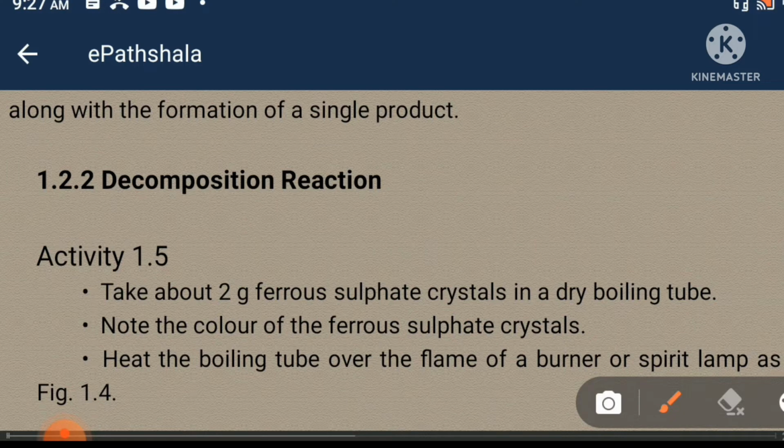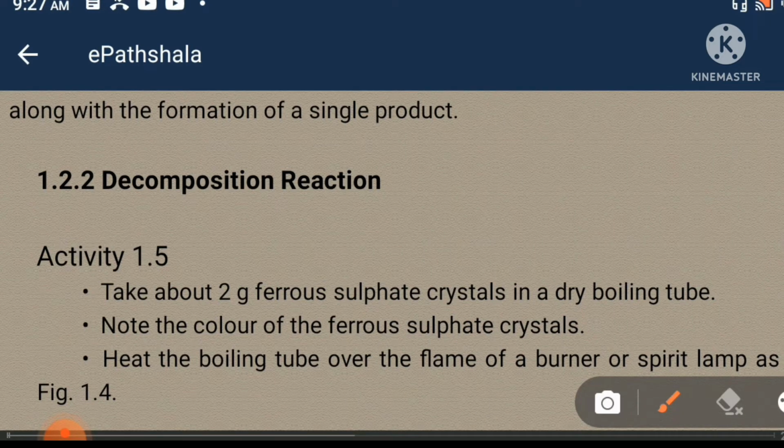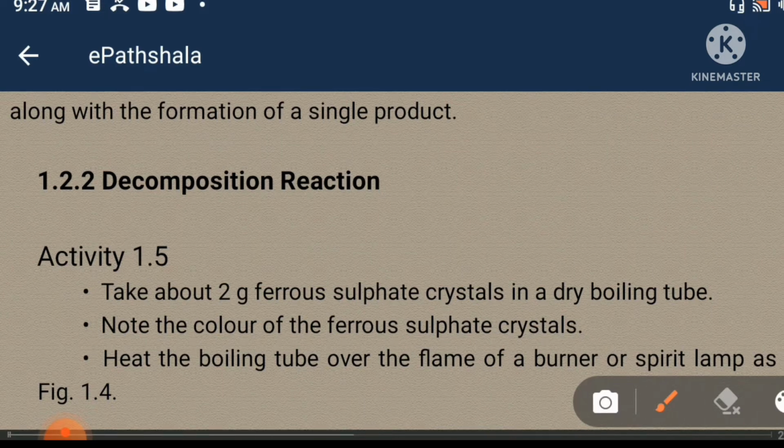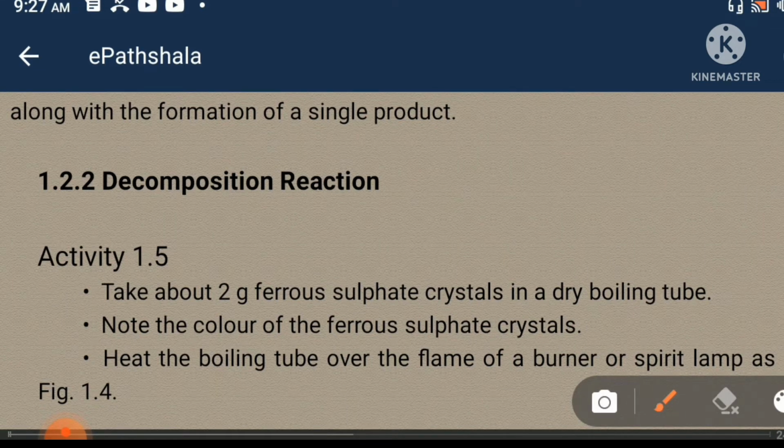How many types of decomposition reaction are there? There are three types of decomposition reaction. First is thermal decomposition, second is electrolytic decomposition and third is photo decomposition. What is thermal decomposition? Thermal means heat. A reaction taking place by absorbing heat is called thermal.